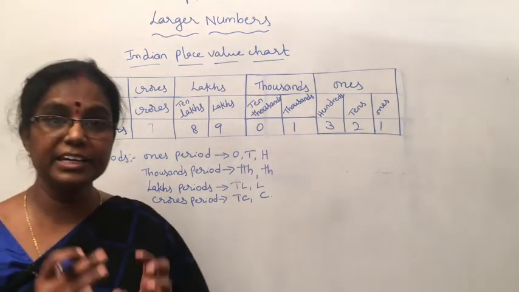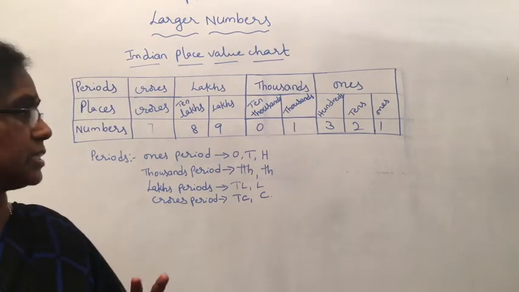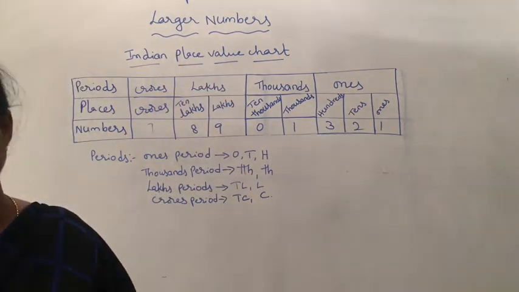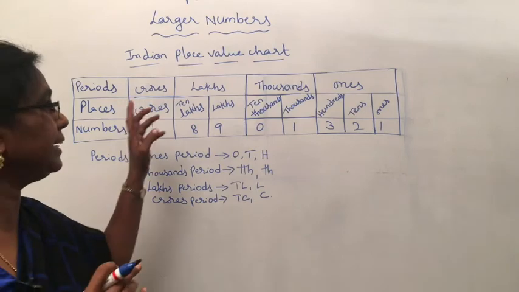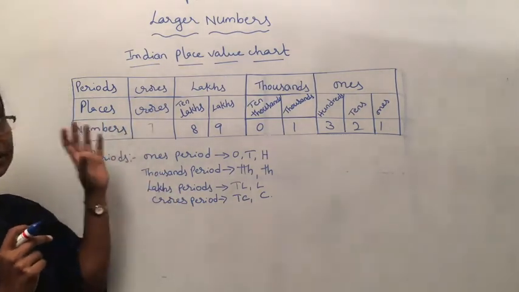For that we need two systems. There are two types of systems. One is the Indian place value system, the second is the international system. Today we are going to learn the Indian place value system. For that, first we have to see the chart.